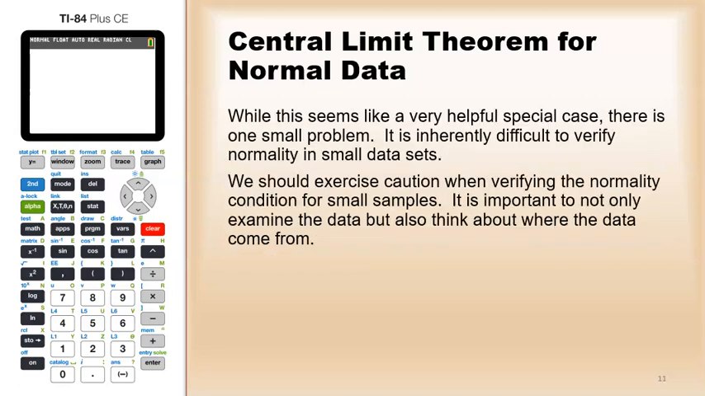While this seems like a very helpful special case, there is one problem: small sample sizes tend to be difficult to check normality with. So we should exercise caution when verifying the normality of a small sample. It is important to not only examine the data, but also think about where the data come from.